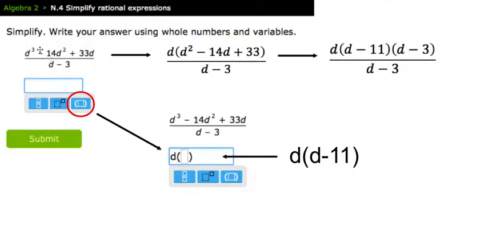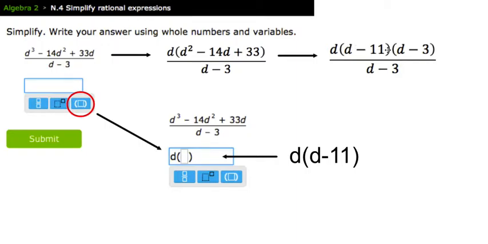Just to show you, another one is if you have to put something next to a quantity in parentheses, then like another problem I had on N4, this problem, I needed to factor out a d from everything on top, and I got d squared minus 14d plus 33. Well, that seems kind of difficult to factor, but 33 is 3 times 11. And if I do negative 11 and negative 3, then that makes negative 14. Anyway, I can cancel out the d minus 3's, and I'm just left with d parentheses d minus 11.